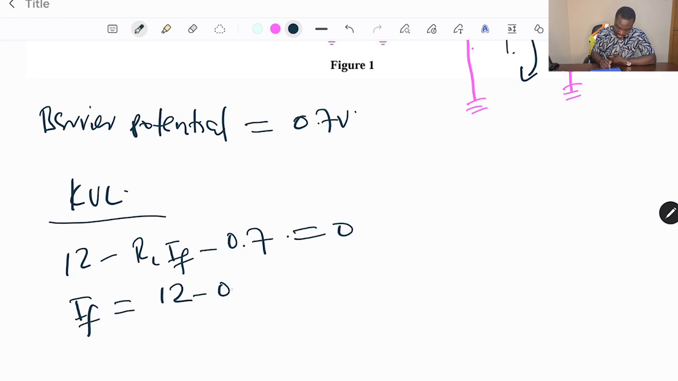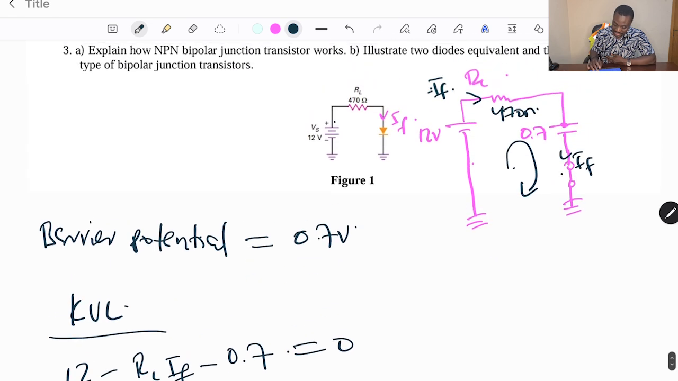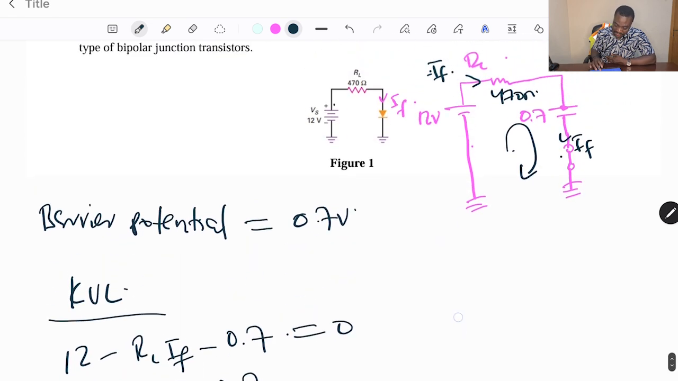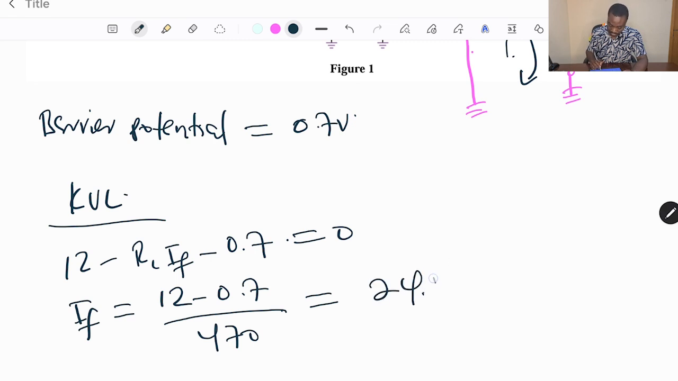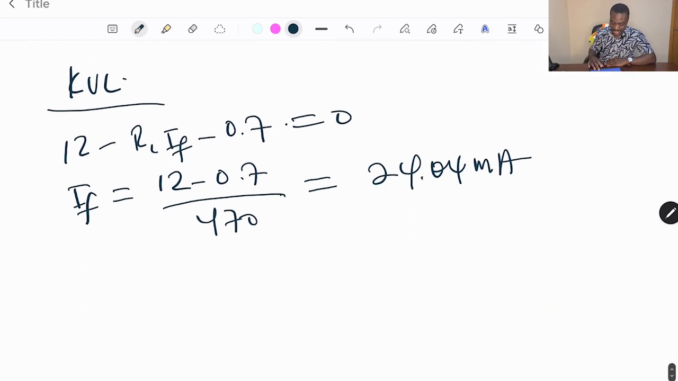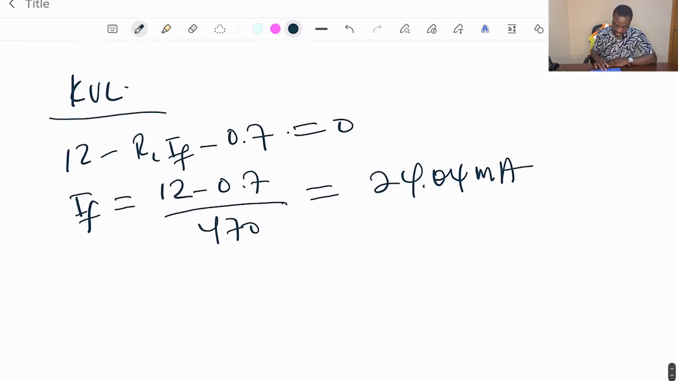So we make the forward current the subject. This just becomes 12 minus 0.7, and the load resistance is giving us 470 ohms. So we get 12 minus 0.7 divided by 470. That will give us 24.04 milliamps. So that is for the forward current, right?